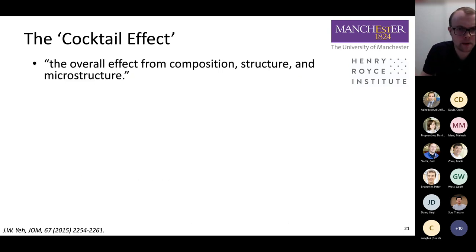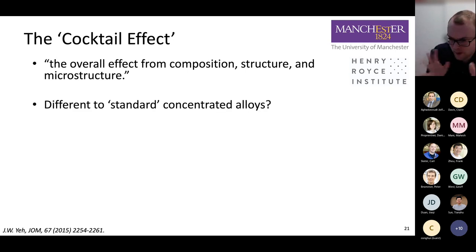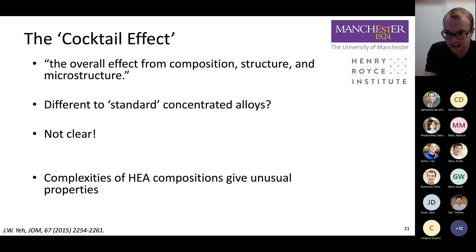What about the cocktail effect then? Well, this is a tricky one. It's supposedly the overall effect from composition, structure and microstructure, but it's difficult to work out whether, when people talk about this, it's any different to really what you find in standard concentration alloys like superalloys or austenitic stainless steels. It's the idea that the complexities of high-entropy compositions give rise to unusual properties, and sometimes they do, and we'll talk about that later. But is this particularly special to high-entropy alloys? That remains to be debated.